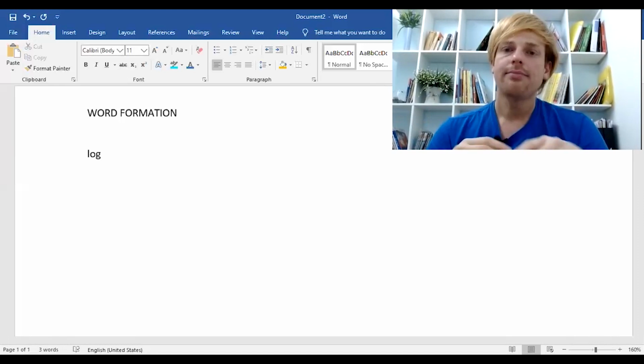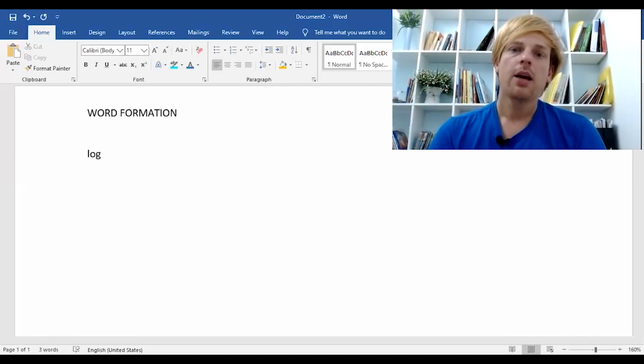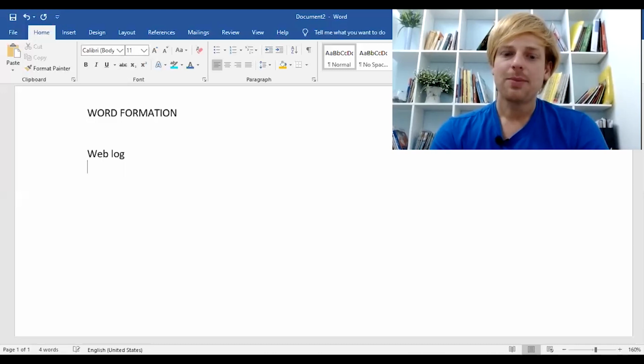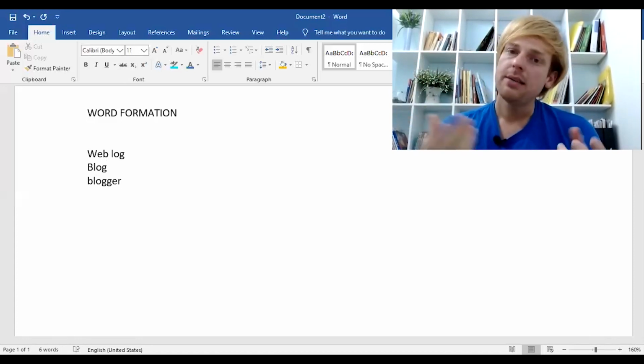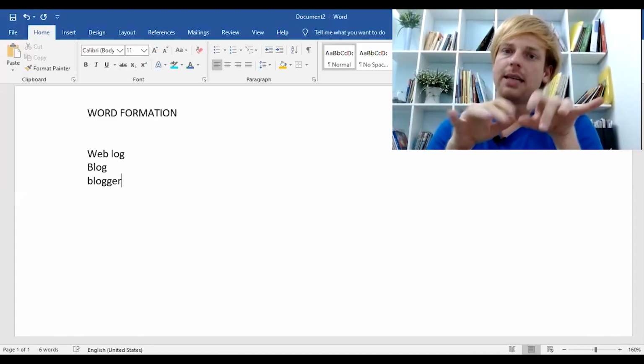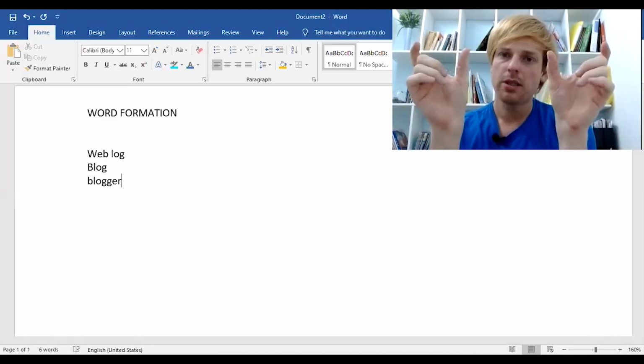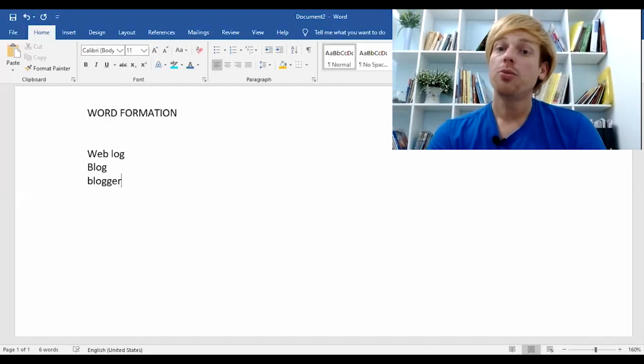Log is like a diary, your log, captain's log, right? You log in. And so we use that log in. And we have something called a web log that has been shortened to a blog. So if you know the word blog or blogger, it comes from a web log, which means like internet diary. That's what the words mean, and they came together to blog.